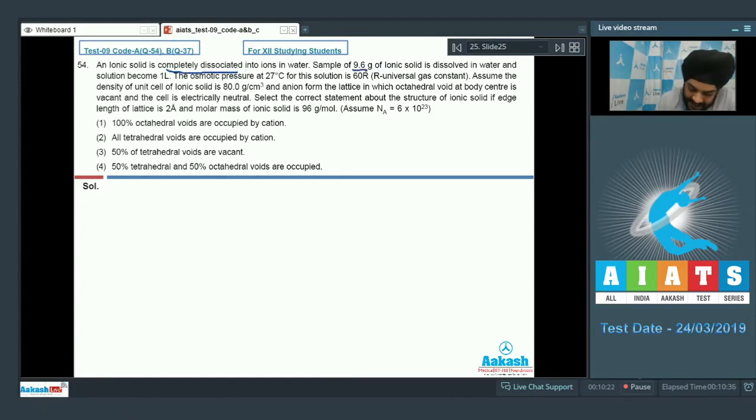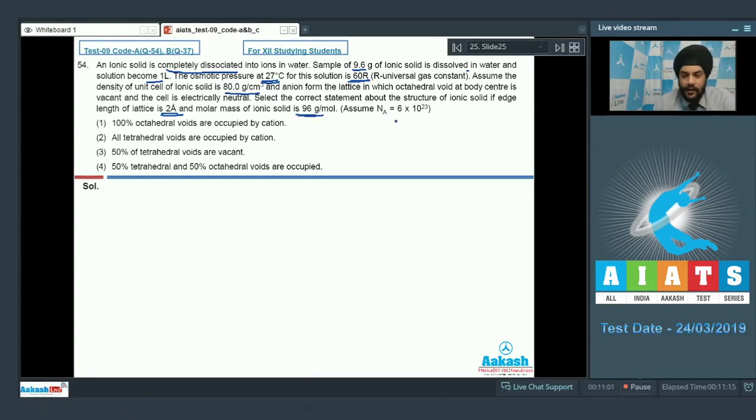A sample of 9.6 gram of ionic solid is dissolved in water and the solution becomes 1 liter. The osmotic pressure at 27 degrees C for this solution is 60 R, where R is the universal gas constant. Assume that the density of the unit cell of ionic solid is 80 gram per centimeter cube and the anion forms the lattice in which the octahedral void at body center is vacant and the cell is electrically neutral. Select the correct statement about the structure of this ionic solid if the edge length of the lattice is 2 angstrom and the molar mass of the ionic solid is 96 gram per mole.